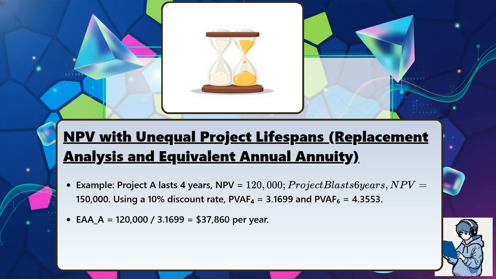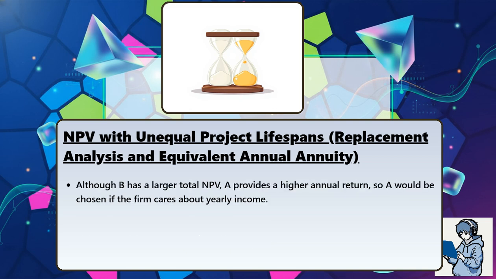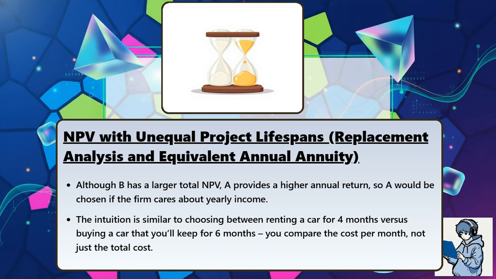EAA sub A equals $120,000 divided by 3.1699 equals $37,860 per year. EAA sub B equals $150,000 divided by 4.3553 equals $34,452 per year. Although B has a larger total net present value, A provides a higher annual return, so it would be chosen if the firm cares about yearly income. The intuition is similar to choosing between renting a car for 4 months versus buying a car that you'll keep for 6 months. You compare the cost per month, not just the total cost.